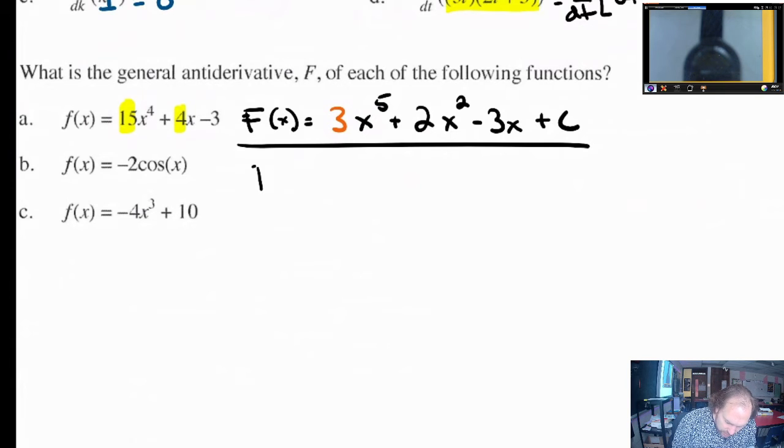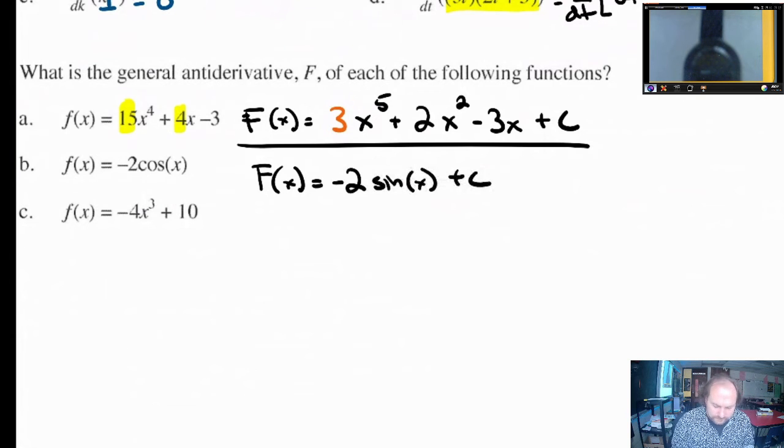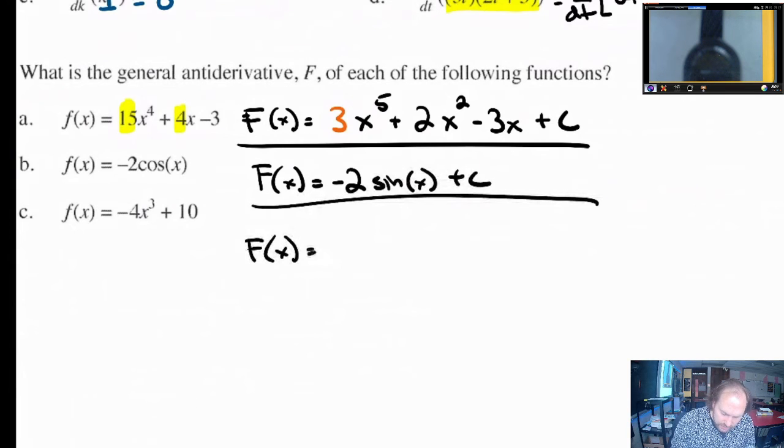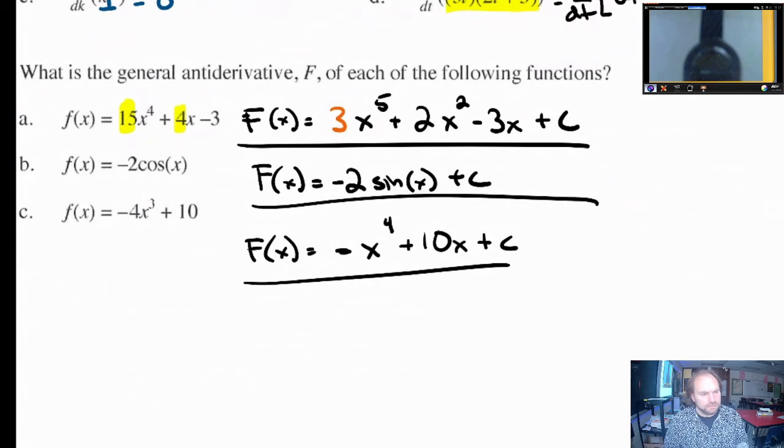For question B, or capital F of x, this is going to be a pretty simple one. We'll leave that negative 2 right where it is. The derivative of sine is cosine, so this is negative 2 sine of x. Don't forget, plus c. And question C, capital F of x. One more time, we're going to take x to the 3rd and upgrade it to x to the 4th. And all we'd have to do is put a negative in front of that thing, because that would make it negative 4, plus the 10 times x plus the c. It's going to go right there. There you go. Take the derivative of those three, and you get right back to the originals.